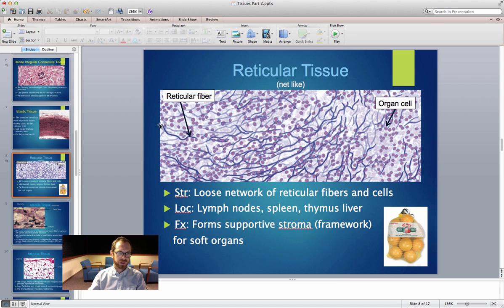And reticular fibers are going to be kind of these darker, not quite as squiggly as the elastic proteins, but kind of wavy in appearance. And then these are going to be the cells found within this tissue. You find this tissue at the lymph nodes, spleen, the thymus, and the liver. And what this tissue does is it's going to form this supportive framework or stroma around these organs.